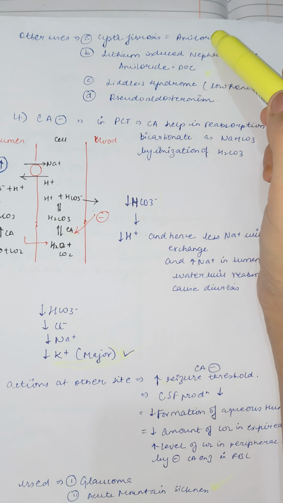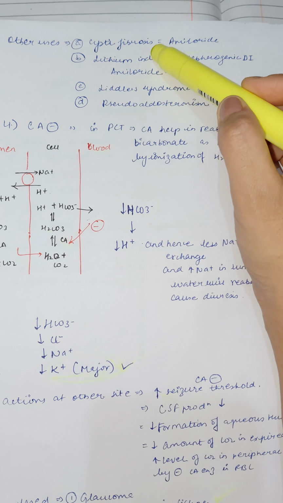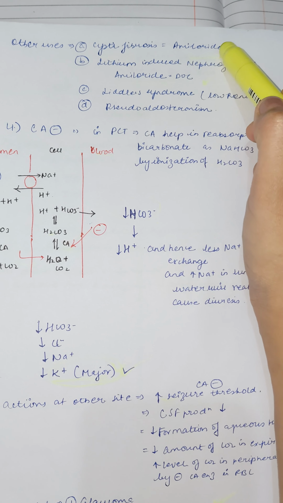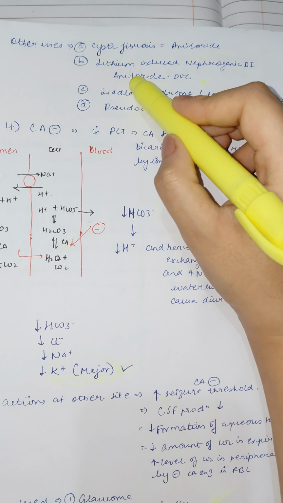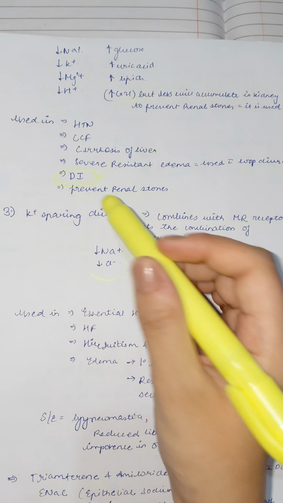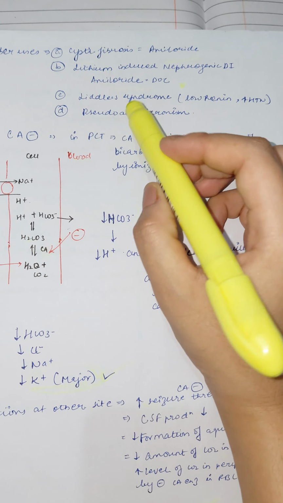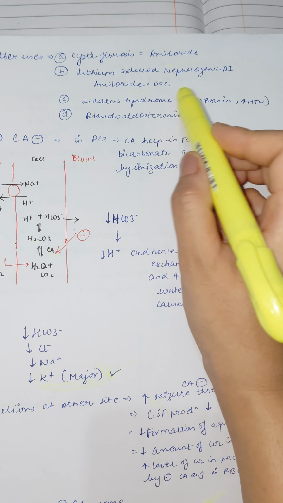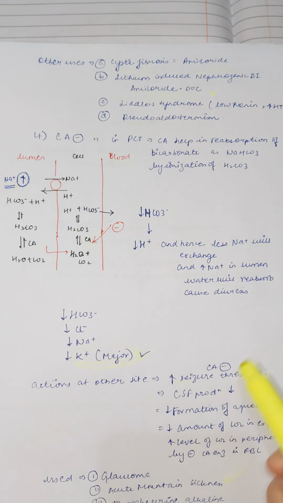The other uses of these potassium-sparing diuretics are cystic fibrosis, in which amiloride is the drug of choice; lithium-induced nephrogenic diabetes insipidus, in which amiloride is the drug of choice, but in cases of diabetes insipidus, thiazide is the drug of choice. In cases of Liddle syndrome, it is also used, and also used in cases of pseudoaldosteronism.